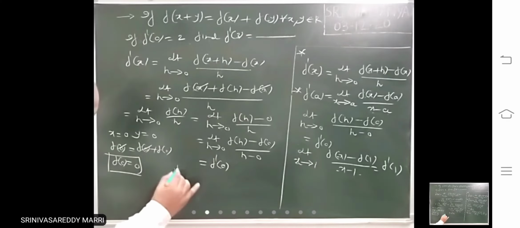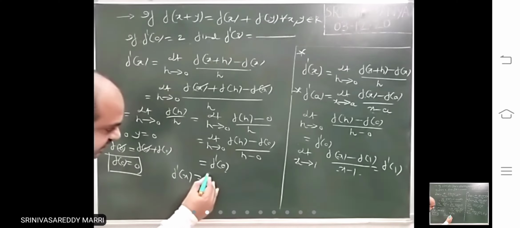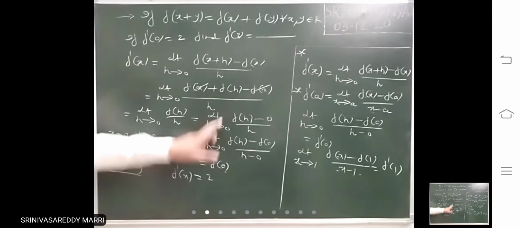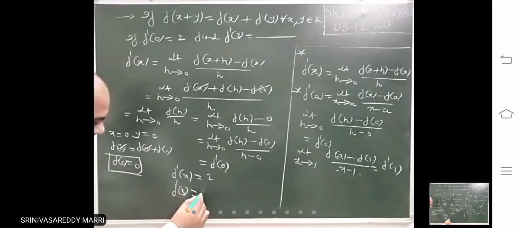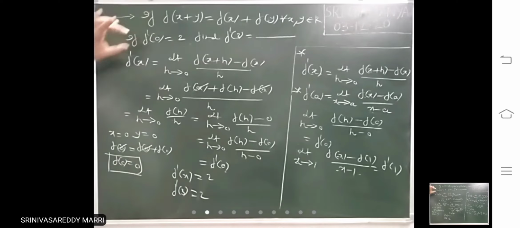That means f dash x is what? f dash 0 is 2. That means f dash x is always 2. What is being asked? f dash 3 is nothing but 2, substituting x as 3, because this is constant always. So f dash 3 is 2.